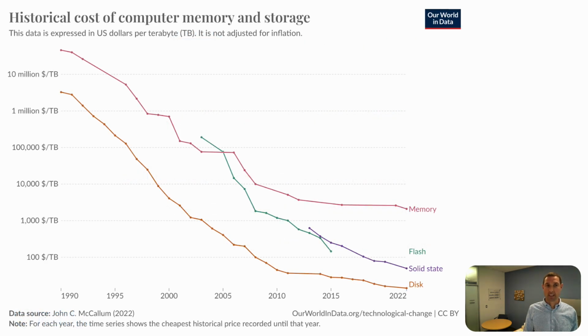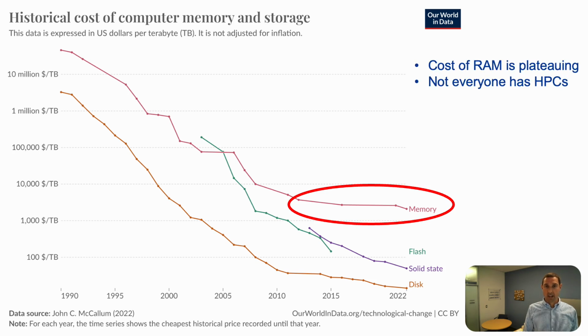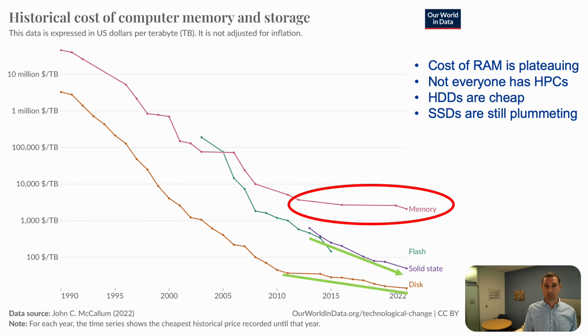The reason being that the cost of memory over time has more or less plateaued, and not everyone has access to a high performance computer that has a very large amount of memory. But in contrast, hard drives are much cheaper and still falling somewhat in cost. And especially solid state drives, SSDs, are still plummeting in cost. So these present a viable alternative to RAM that can be used to process very large amounts of data.